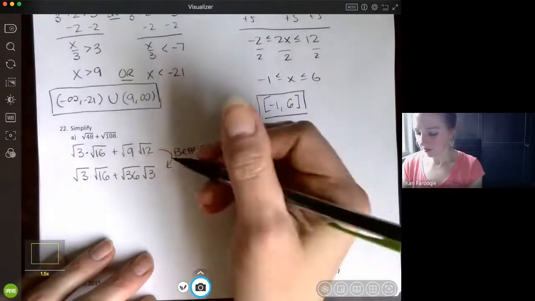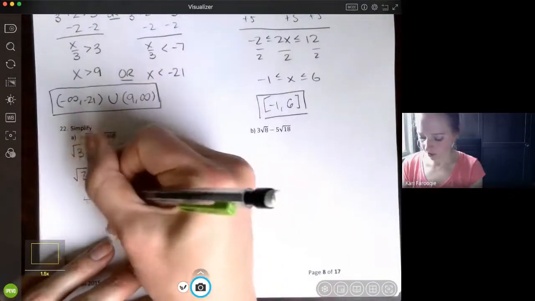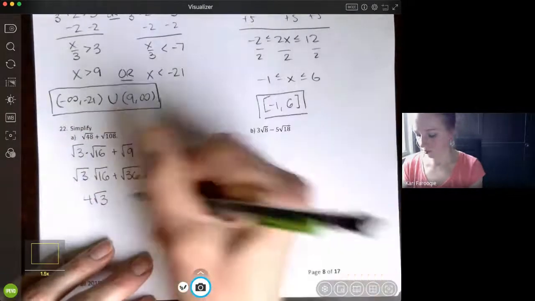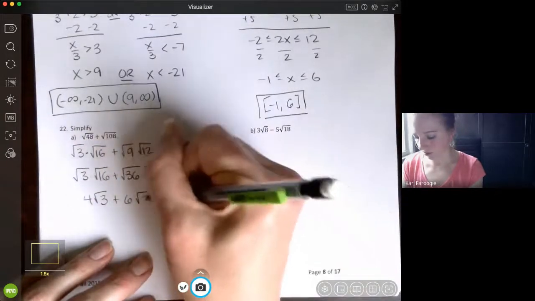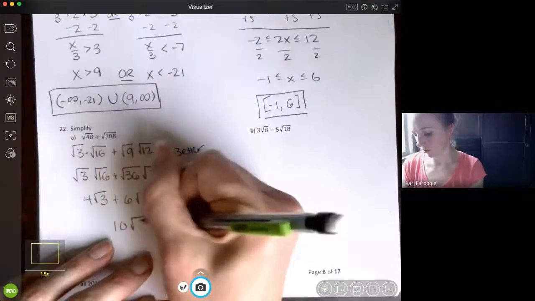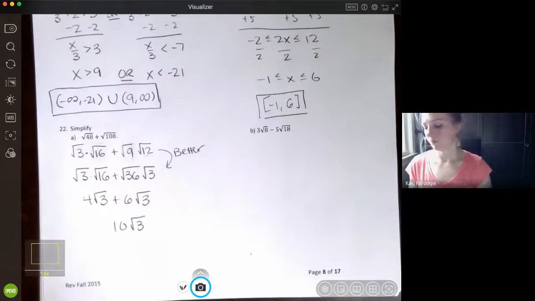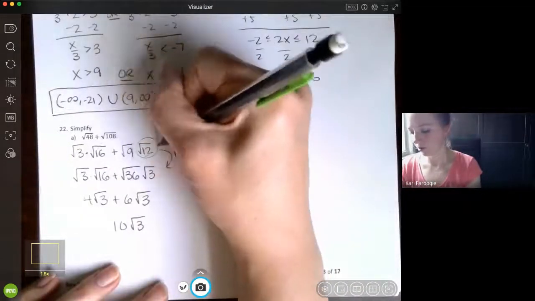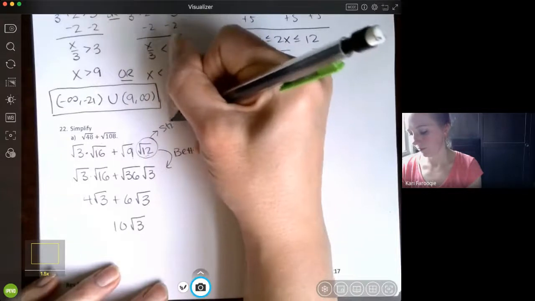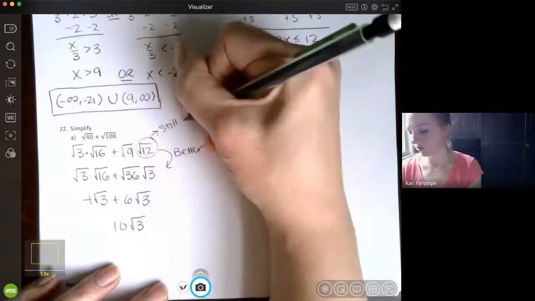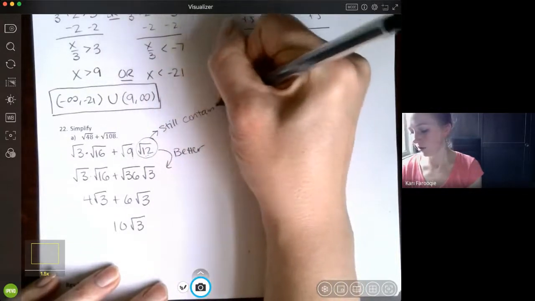Okay, so let's simplify this one. So the square root of 16 is 4. So you have 4 times the square root of 3 plus 6 times the square root of 3, which is 10 times the square root of 3. So I just want to make a note that the 12 still contains a perfect square factor.